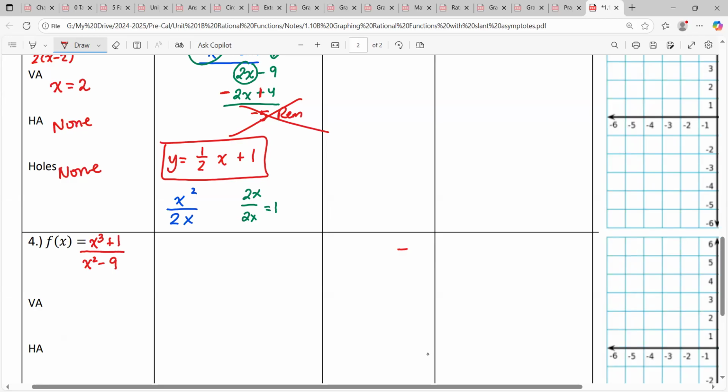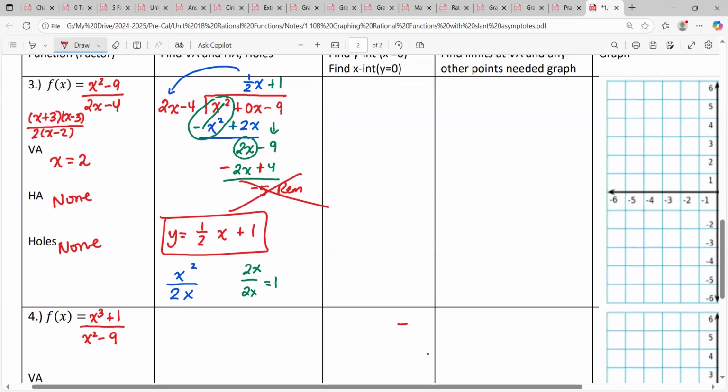Which one? x cubed on top plus 1, x squared minus 9 on bottom. You guys should be able to factor fast. You all done with both of them? Number 4 is kind of fun.